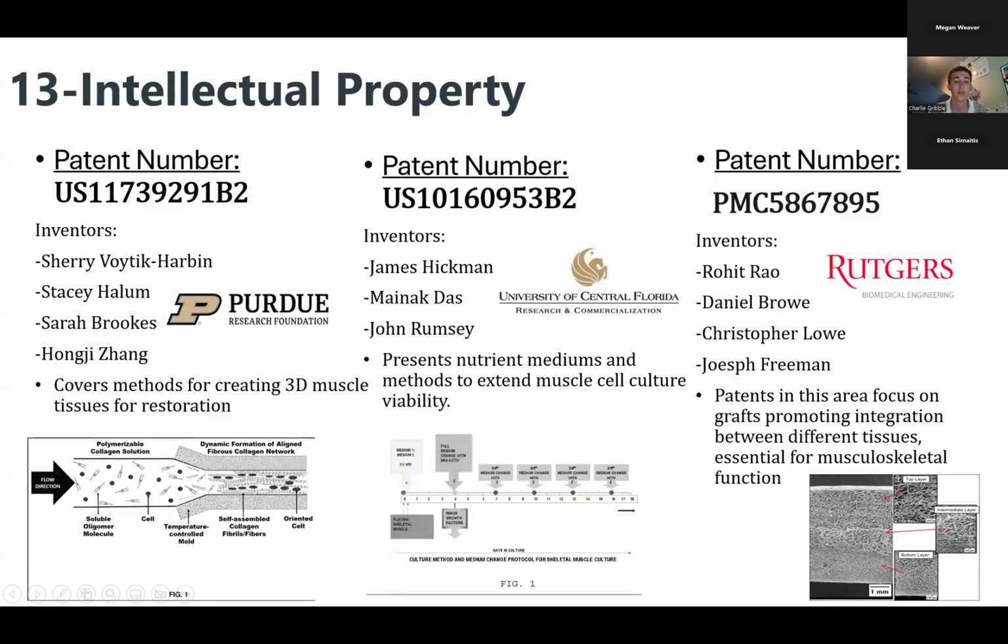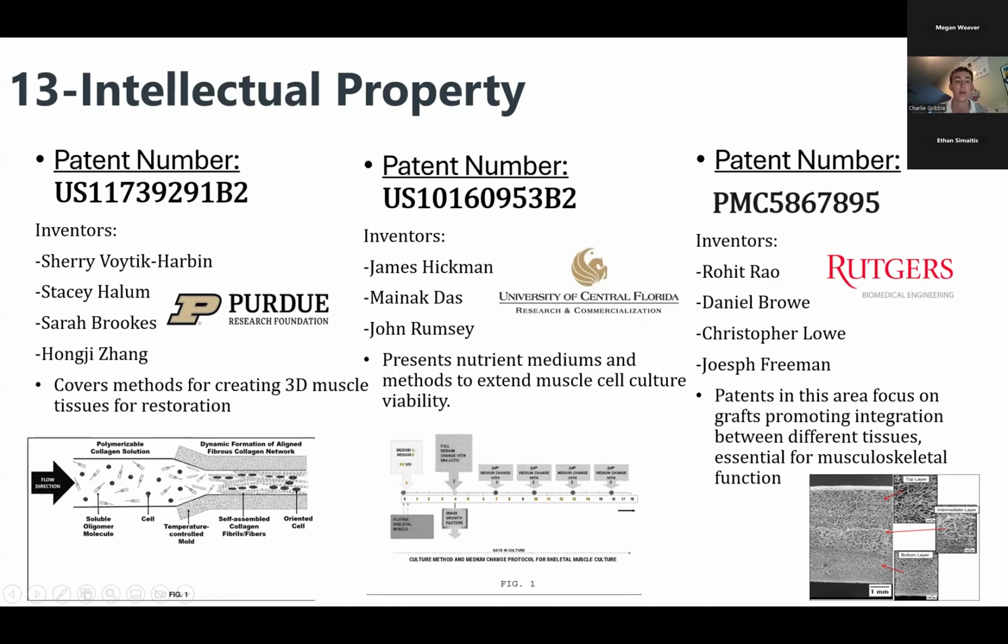Looking at some of the intellectual property ranges across the entire country. A team from Purdue has a patent for certain methods for creating 3D muscle tissue for restoration. Another team down at University of Central Florida has a patent out for nutrient mediums and methods to extend muscle cell culture viability. That's kind of the bit. I'll get into it later.